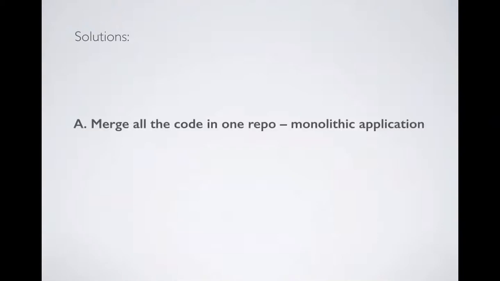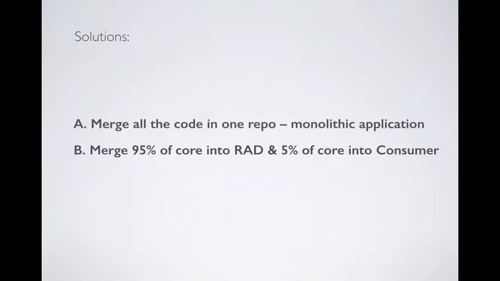Solutions, of course, you have solutions. The first one is the one I think someone has tried to explore in the past, which is the merge of all the repositories into one big repository, and that's what you can call a monolithic application. Then you have another option, which me and Thomas came up with, which is the merge of 95% of core into RAD and 5% of core into consumer.